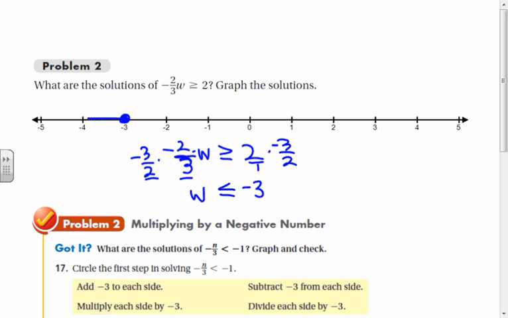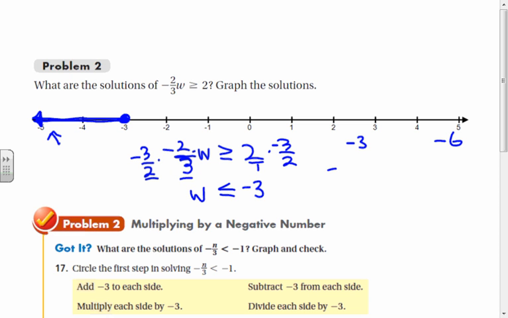So I'm going to put a solid dot there and go this way. To check that, I'm going to check my boundary point of negative 3, make sure that's right over here. So I'm checking negative 3. Then I'm going to choose one other number down here to see if that's also right. And since I'm dividing by or multiplying by 2/3, I'm going to check a number that's a multiple of 3. So I'll check negative 6.